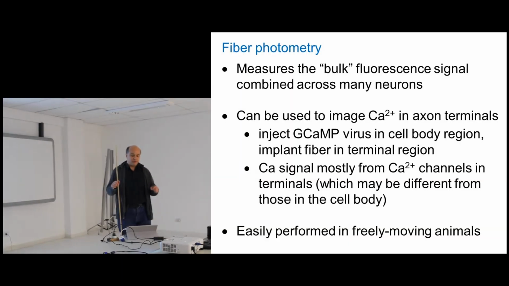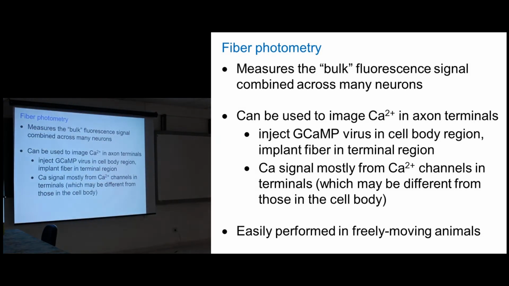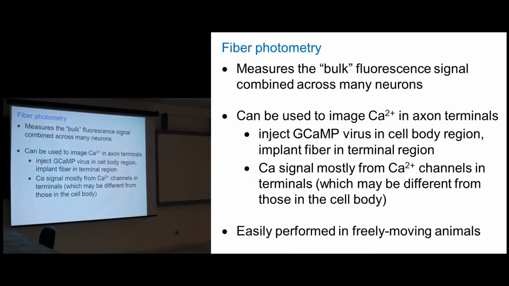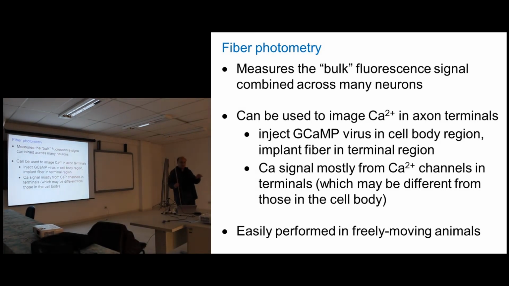There'll be a different complement of calcium channels in the terminal, but the nice thing about this is that you can inject your virus to drive expression in the cell bodies, and then put the fiber optic in the terminal region and only image from the terminals and not from the cell bodies where your electrode is, if you understand that, right? So you can determine how a signal arrives in a terminal region as opposed to just looking at the cell bodies, which could actually project to multiple different regions. Okay? And this is easily performed in freely moving animals.